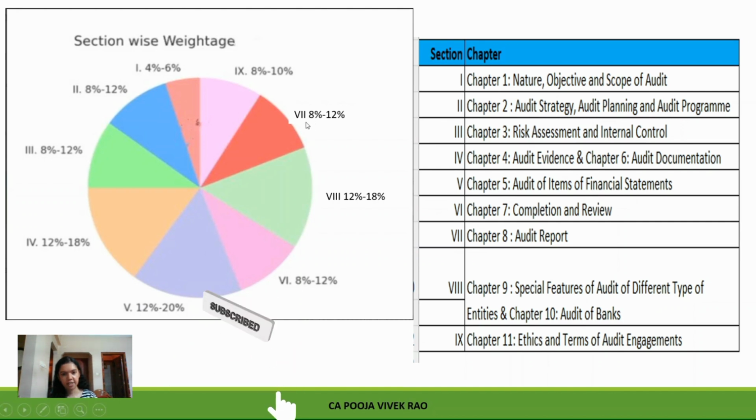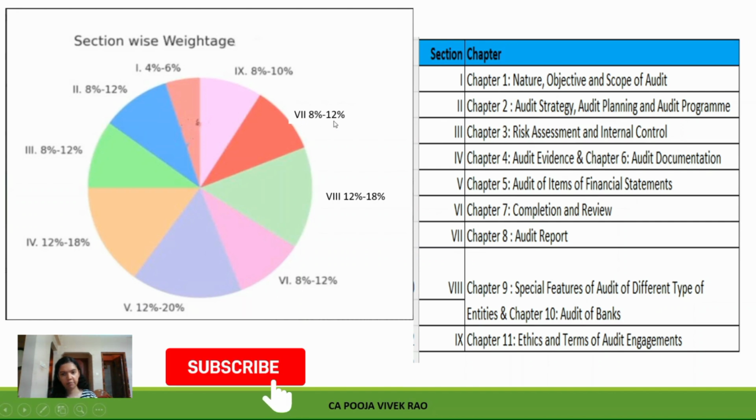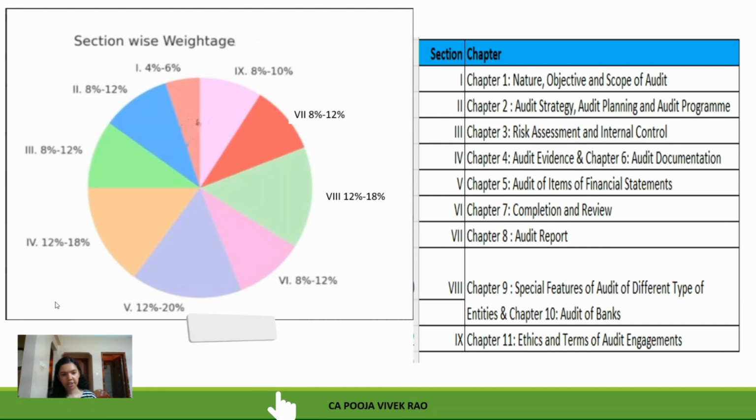The section wise weightage for section 7 is 8% to 12%. And the chapter falling under section 7 is chapter 8, Audit Report. This chapter focuses on the audit report, its objectives as per SA 700 and its key sections, such as auditor's opinion, basis of opinion, and key audit matters. It covers the different types of audit opinions: unmodified, modified, qualified, adverse, and disclaimer, and also explains when to use key audit matters, emphasis of matter, and other matter paragraphs.